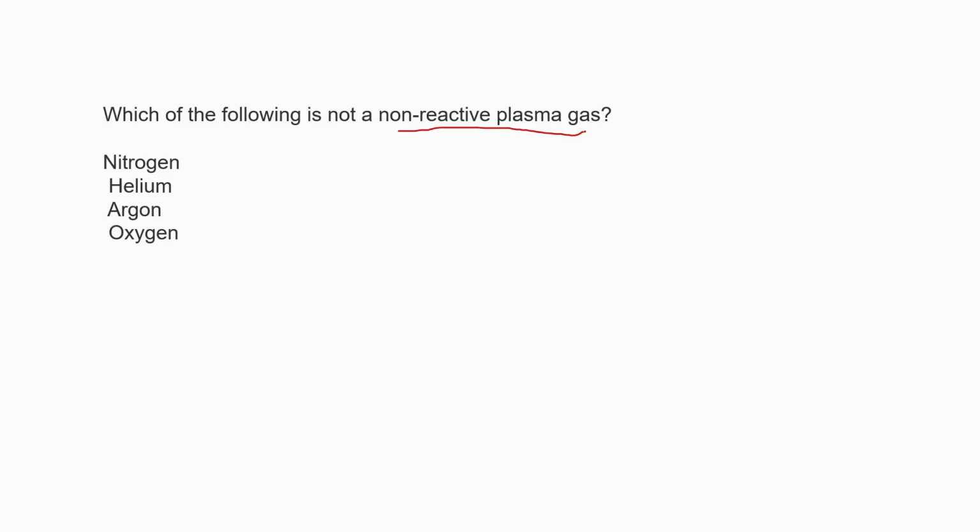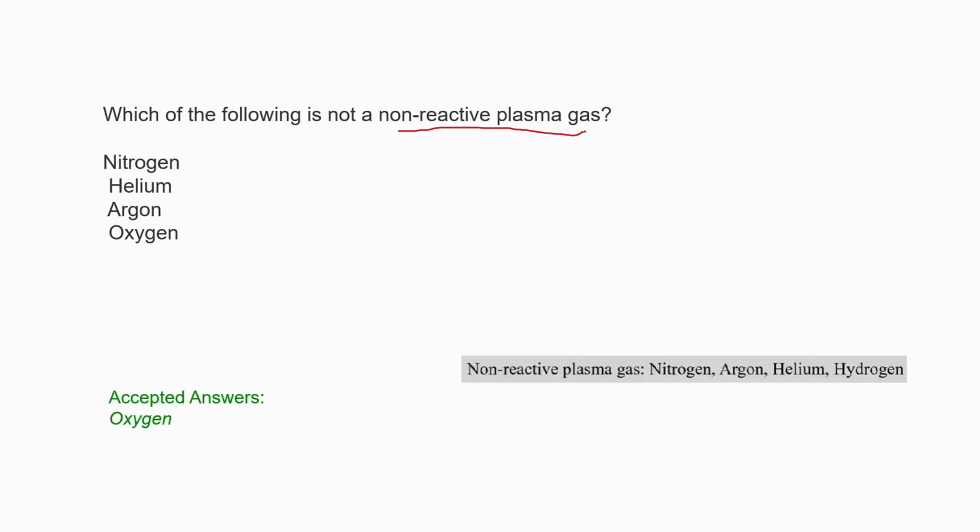Okay, so the correct answer here would be oxygen. Oxygen is reactive. Apart from this, nitrogen, helium, argon, and hydrogen are non-reactive plasma gases. These can be used for physical modification techniques. So this was all the assignment problems for this week.